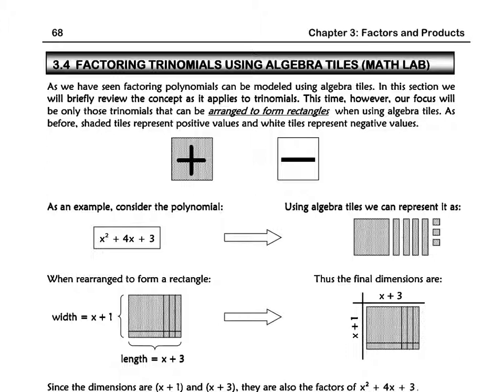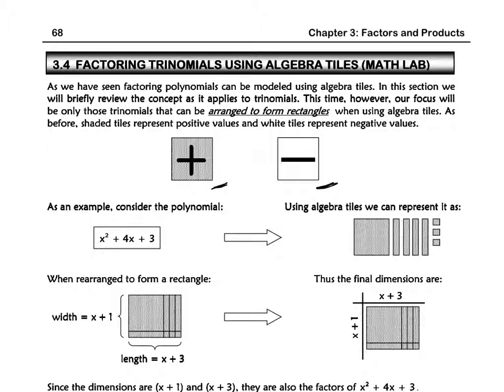We're just going to concentrate on a few simple examples, and in this course, when you see a shaded tile, that represents a positive tile, and when you see a white tile, that represents a negative. So the first example, we're just going to represent expressions with algebra tiles. The first expression is x squared plus 4x plus 3.